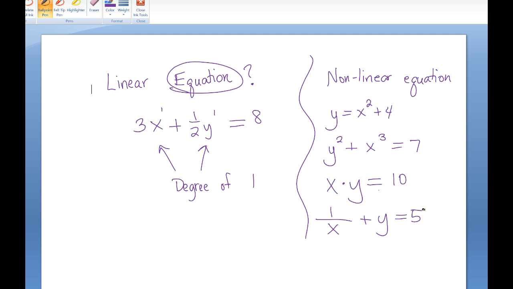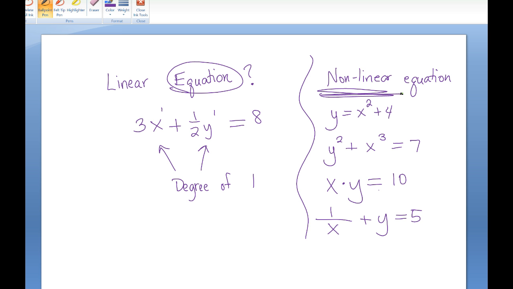The other thing, I can't have a variable in the denominator. So you see how I have x in the bottom here? We can't have that. We can have a fraction, we just can't have the variable in the bottom. So it's almost easier to look at what's nonlinear and kind of rule out what makes it.